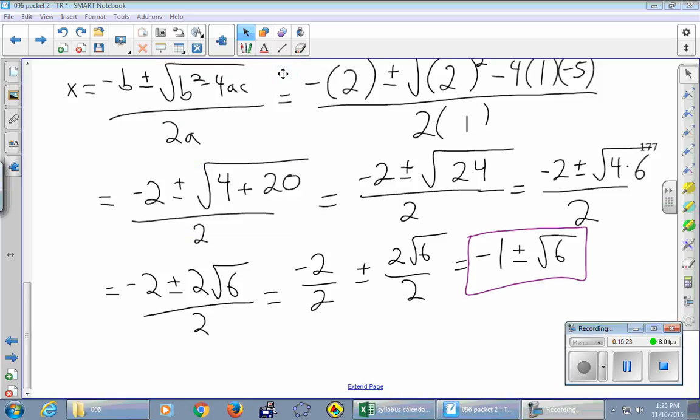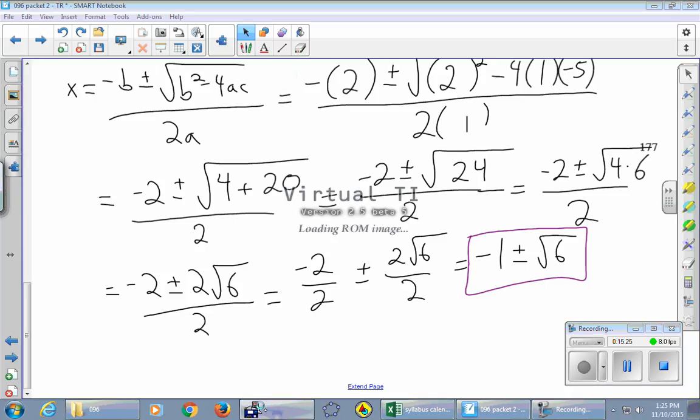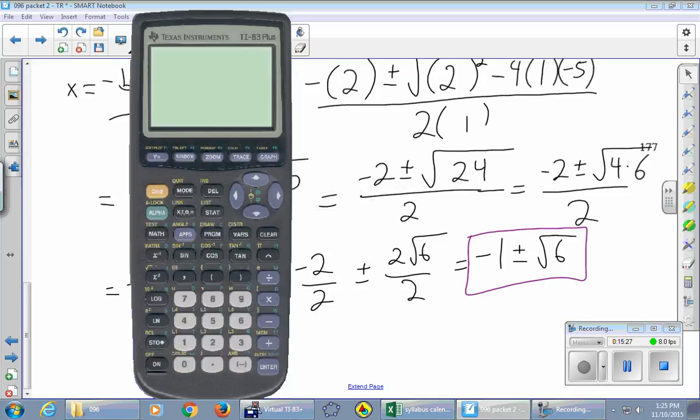You know what, I'm bailing on this calculator. You'll see it better if you, you're not allowed to use one of these, but this, you'll see the keystrokes better. So negative 1 plus the square root of 6, 1.449. And then the other answer is negative 1 minus the square root of 6, so we just type it again.